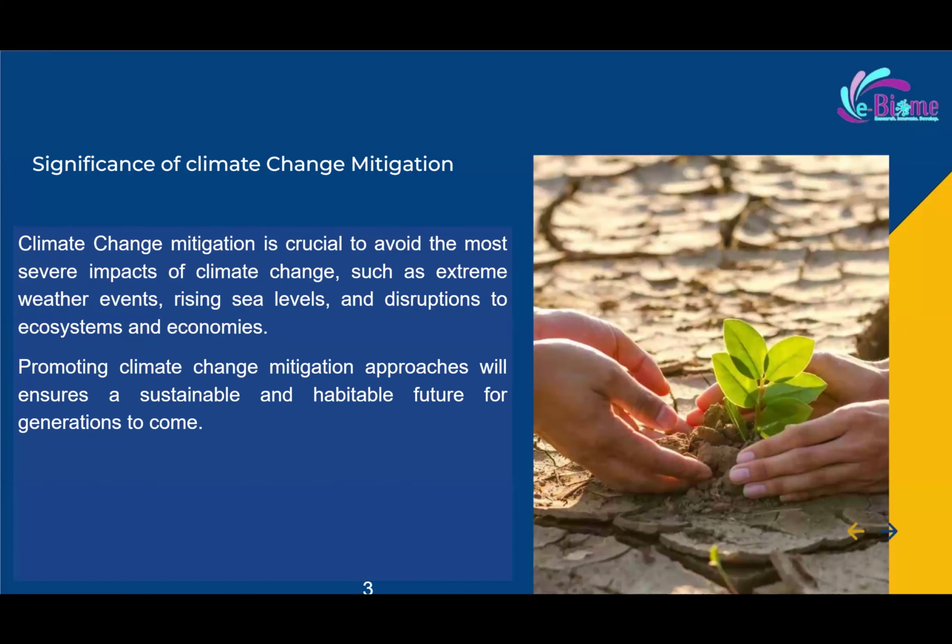So what is the significance of climate change mitigation? What is the importance? In essence, when we say climate change mitigation, what exactly are we trying to achieve? Climate change mitigation is crucial to avoid the most severe impacts of climate change, such as extreme weather events, rising sea levels, and disruptions to ecosystems and economies. So promoting climate change mitigation approaches will ensure a sustainable and habitable future for generations to come.